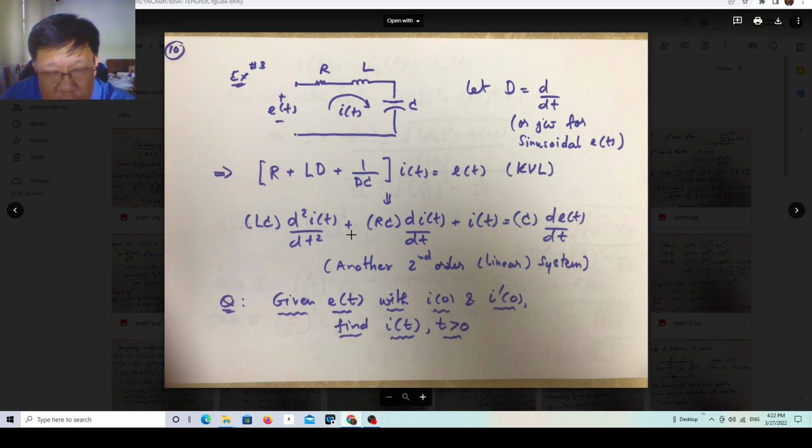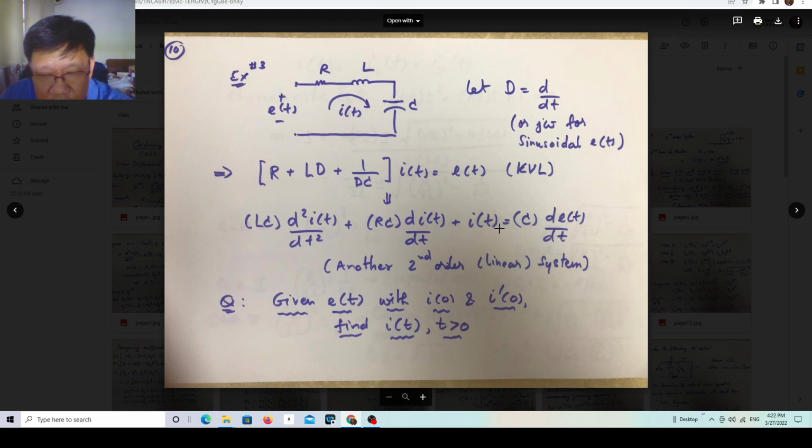Okay, you get this second order differential equation. Since again we still stick with the lumped model, which means that R, L, C do not change over time. Actually, if they changed over time, the problem would become more difficult to derive a general solution for. So this is another second order linear system, well known.